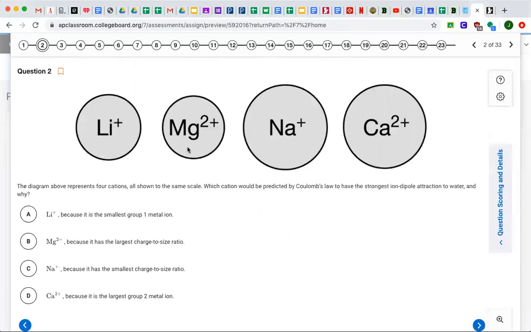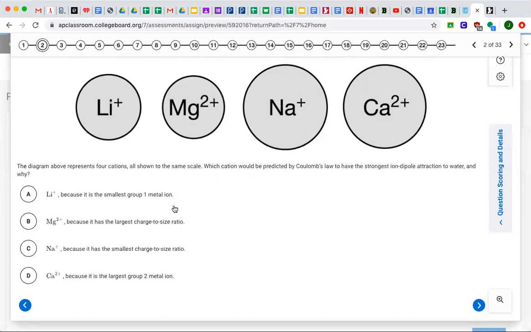Question two. So lithium plus, magnesium 2 plus, sodium cation, and calcium cation. The diagram above represents four cations all shown to the same scale. Which cation would be predicted by Coulomb's law to have the strongest ion dipole attraction to water, and why? So which one's going to bond most strongly to water, and why would it do that? What do you think?